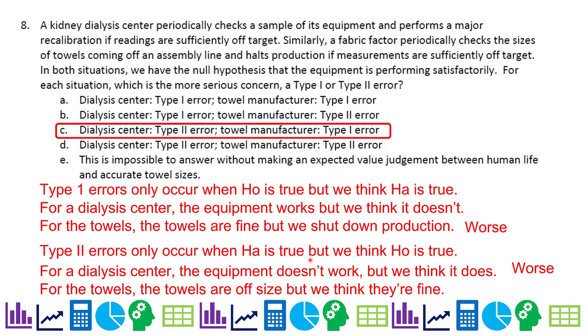So we're going to say C, the dialysis center, type 2 error is worse, whereas the towel manufacturer, type 1 error is worse. Be prepared for questions like this, okay? Be prepared. You need to be able to tell the difference on these.